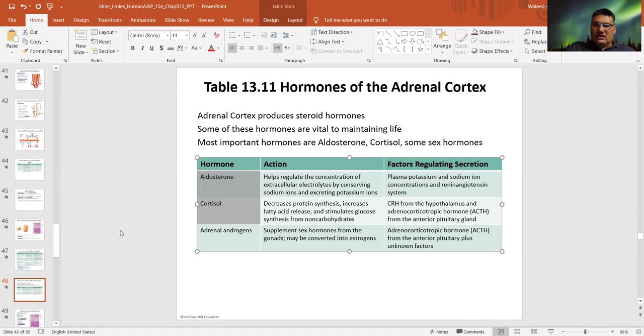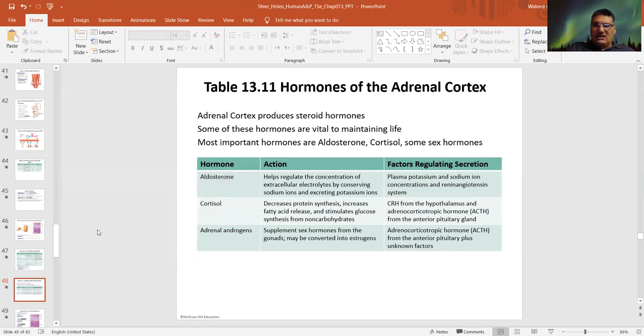This is more important to remember: aldosterone and cortisol. Aldosterone, you have to know what this is, and you have to know the function. Aldosterone is a hormone that reabsorbs sodium from the kidney. It goes to the kidney and tells the kidney, when you see sodium, don't lose it in the urine. Take it back. Reabsorb sodium.